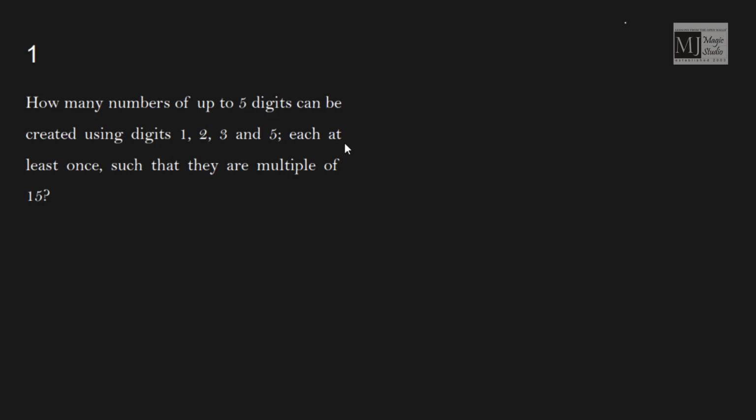How many numbers of up to 5 digits can be created using digits 1, 2, 3 and 5? We have only 4 digits, each to be used at least once, such that they are multiples of 15. That means it should be divisible by 3 and it should be divisible by 5 too.